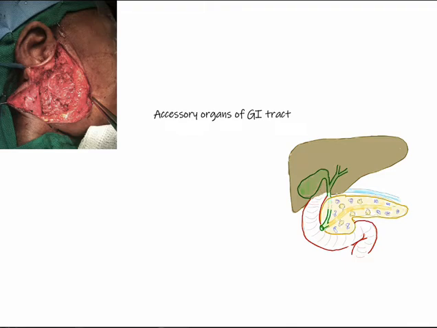All right, let's now move on to some of what we'll call accessory organs of the GI tract. So this will include organs such as the salivary glands. This is an operative picture of a patient who we were operating on, removing a tumor from the parotid gland, which is one of our salivary glands. We're also going to talk about the liver and the pancreas, and then along with that, the gallbladder.